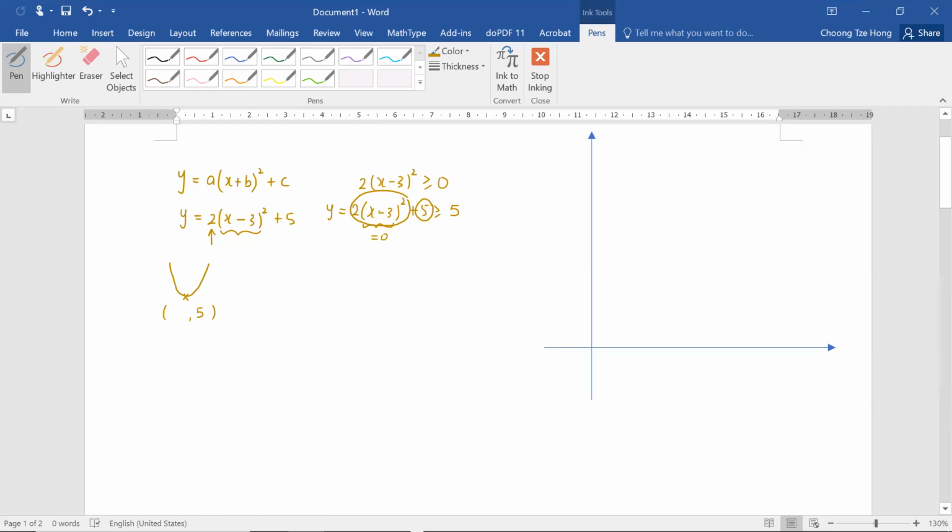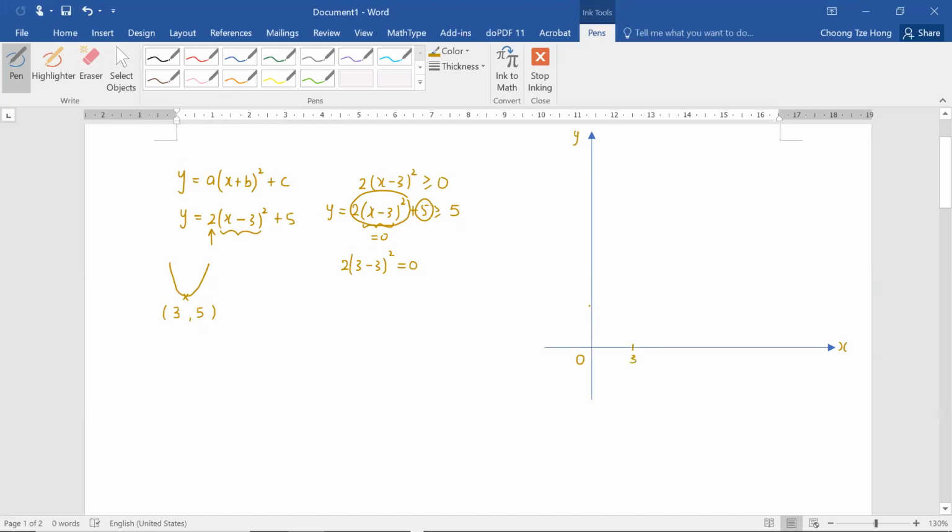So when will this term be 0? When x is equal to 3. Because when x is equal to 3, we will have 2 times (3 minus 3) squared, which is equal to 0. This tells us the x coordinate of the minimum point: when x is 3, y will be 5. So this is the advantage of expressing a quadratic function in this form. It allows us to tell the minimum point very easily. Then we can use this to sketch the graph already. The minimum point is at (3, 5). So let's say 3 is here.